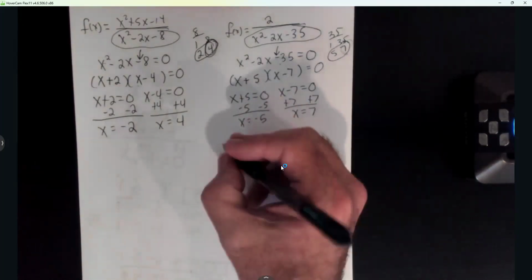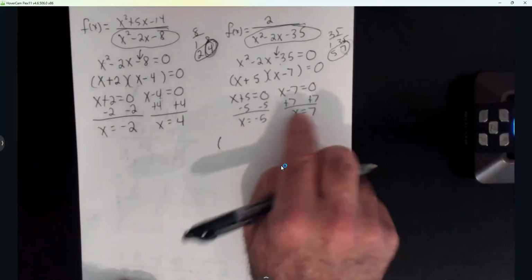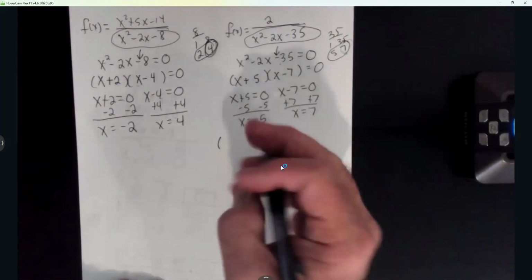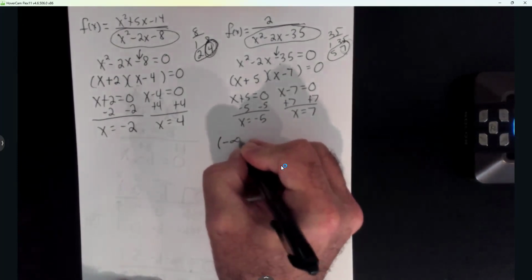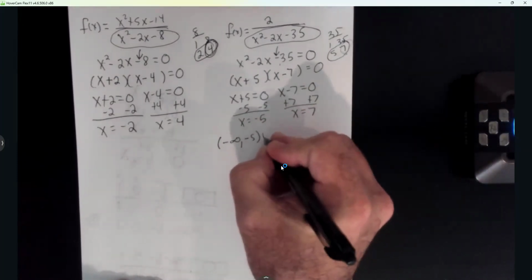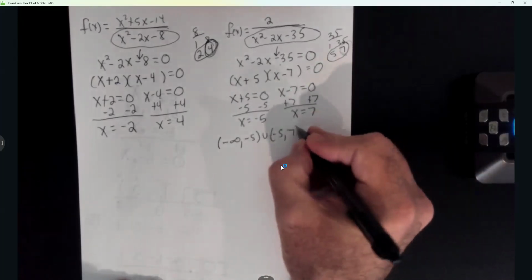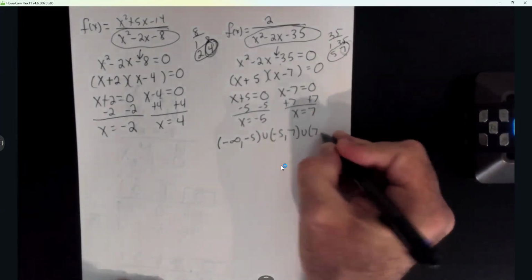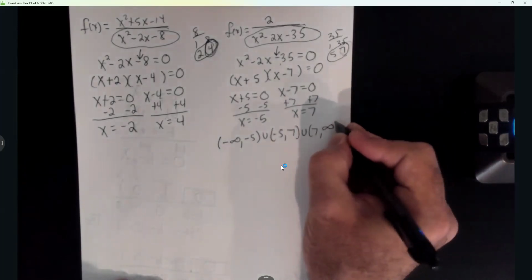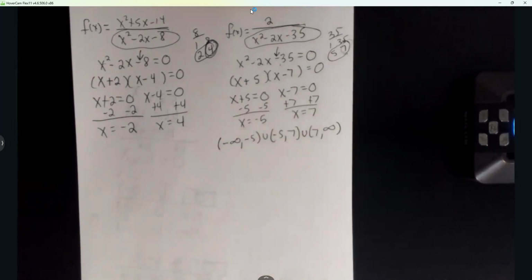Now, y'all remember, this one wants the domain in interval notation. So we're going to kick these two numbers out of my domain. So I'm going to start with -infinity. The first number we would hit would be -5. Union around that -5 until we hit 7. Union around that 7 till we hit positive infinity. So this is what you would have to put into your math lab.